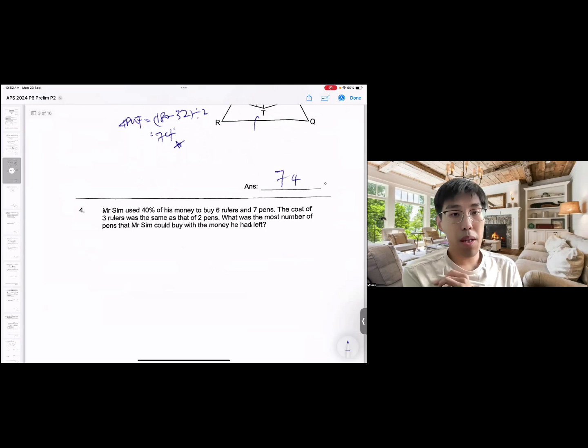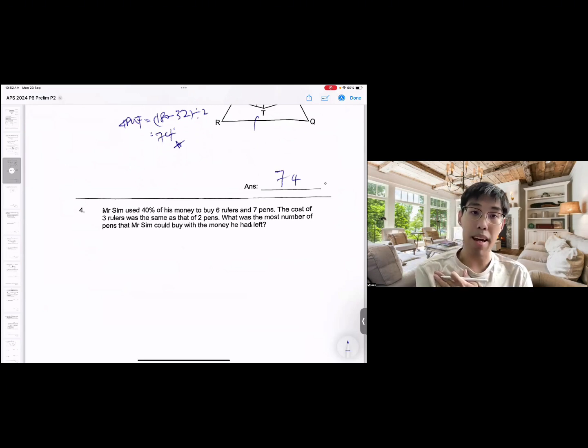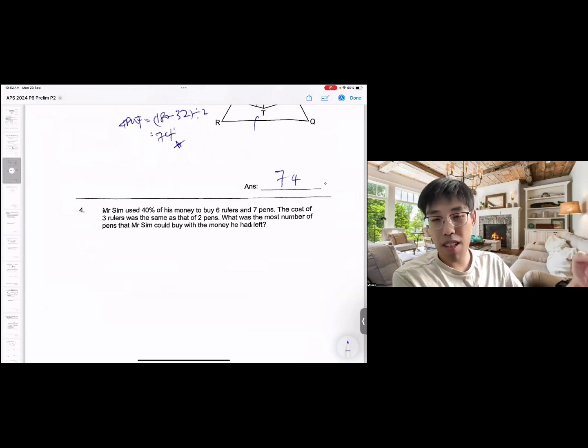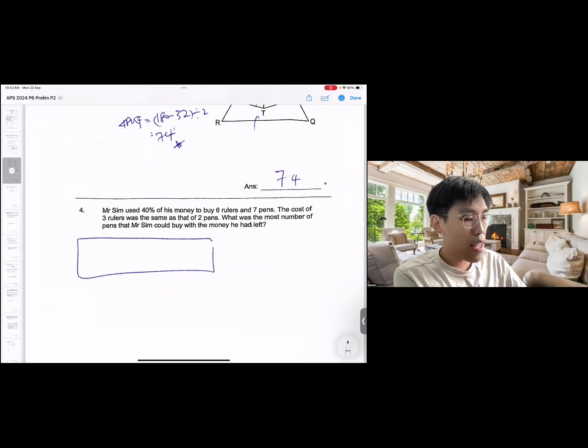Question 4, Mr. Sim used 40% of his money to buy 6 rulers and 7 pens. The cost of 3 rulers is the same as 2 pens. What is the most number of pens that Mr. Sim could buy with the money he had left? Okay, so interestingly, we got a couple of things here, and these kind of questions seem to be very popular nowadays. Okay, 40% just means 2/5.